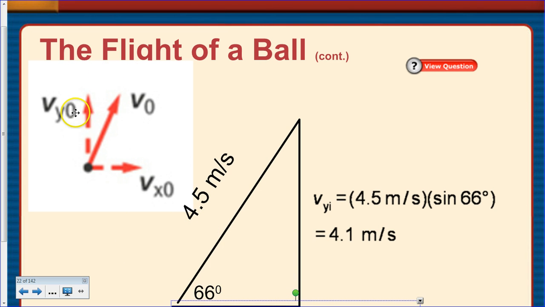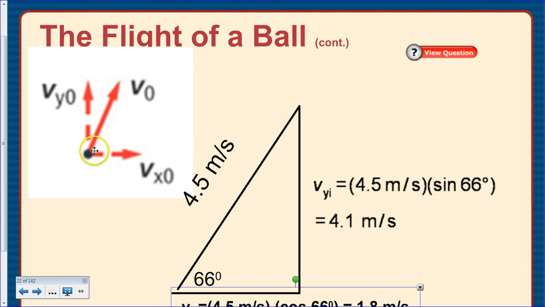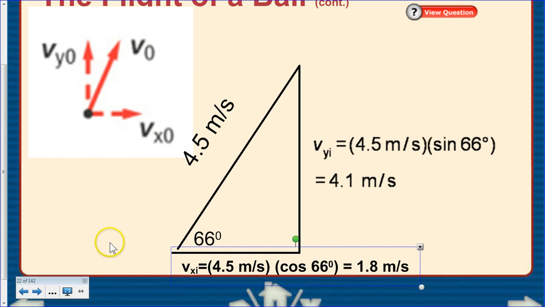So let's take this diagram and break it down. We're going to use this decomposition of a vector to look at the x and the y. We have our right triangle, 4.5 degree angle. We want to figure out what this leg is over here. If this is the initial velocity, this is going to be the initial y velocity.